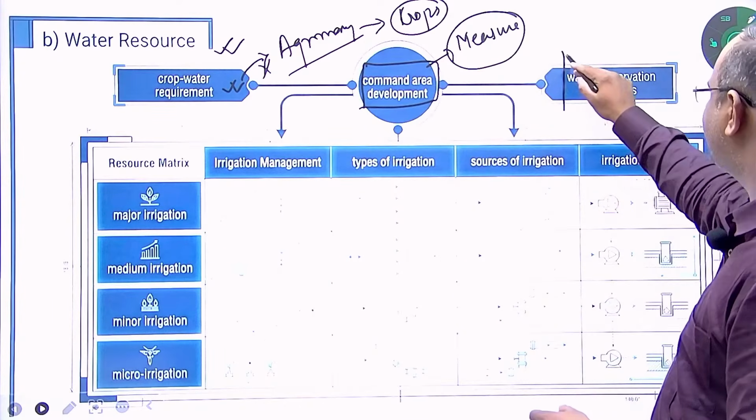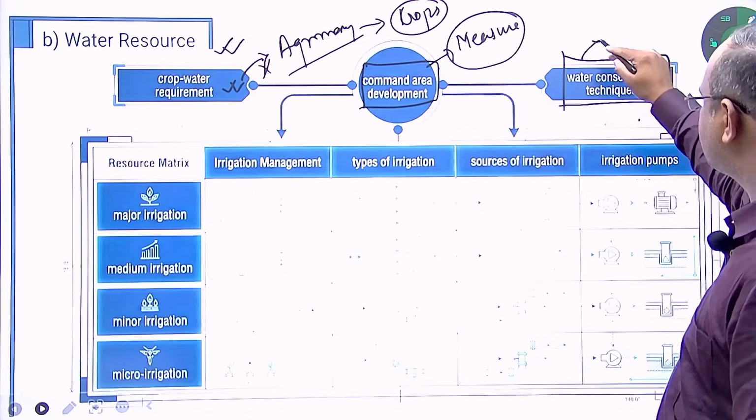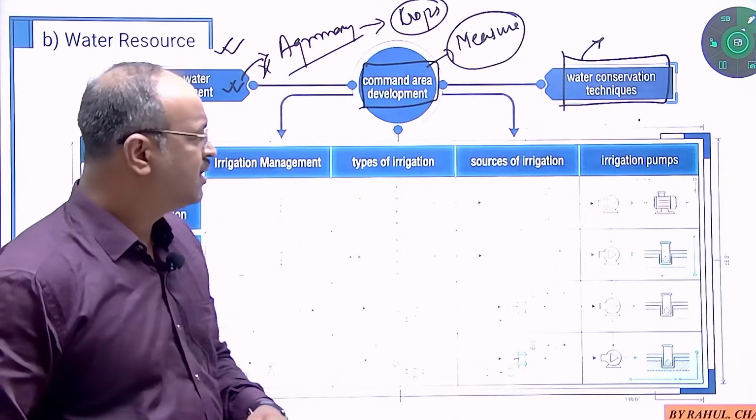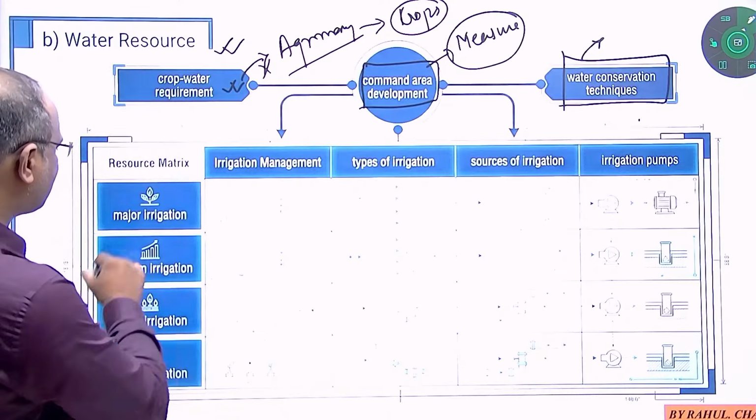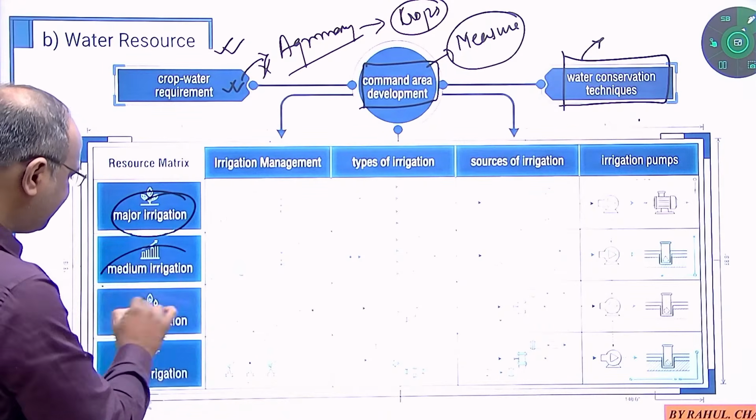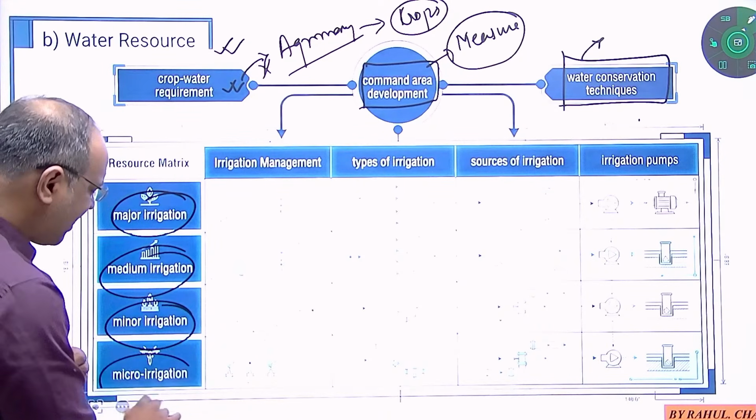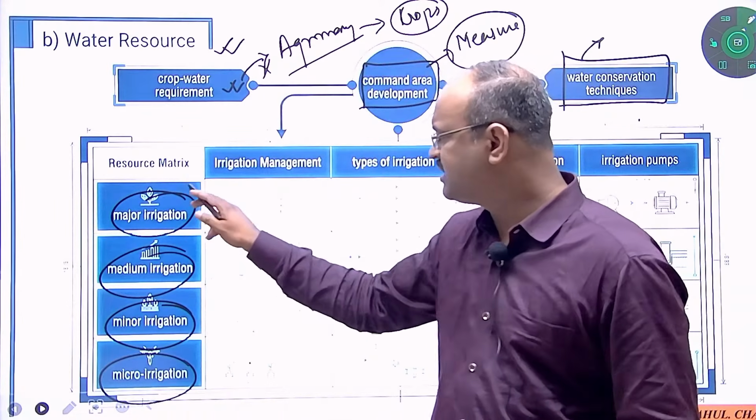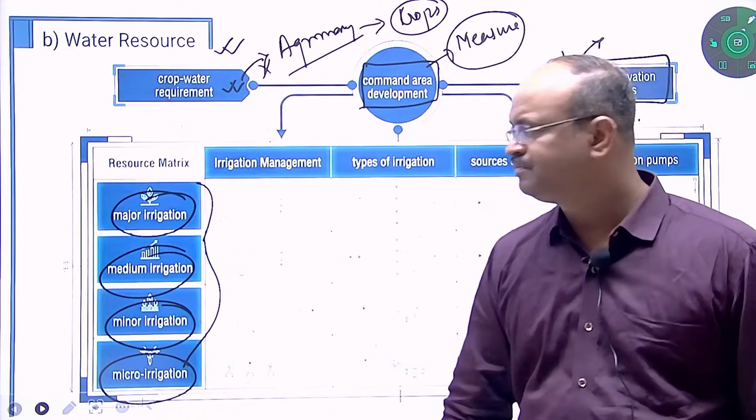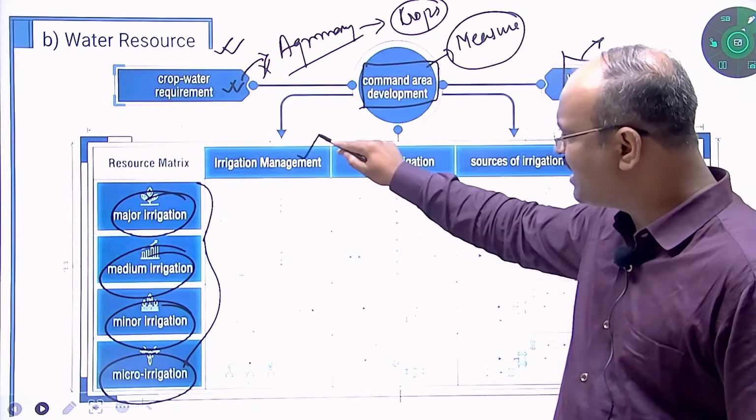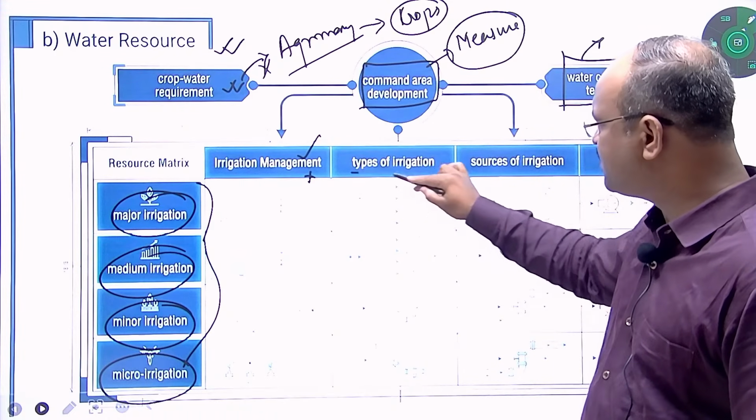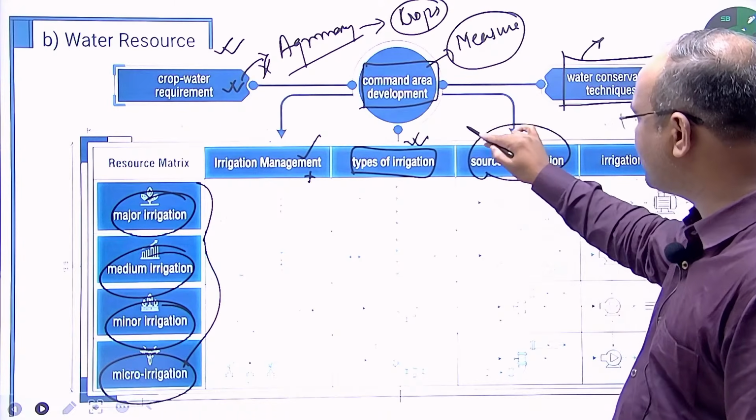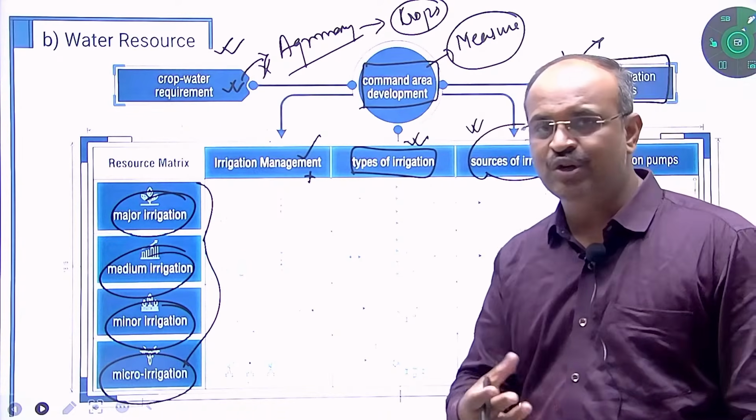Then water conservation techniques. Yes, of course, I will say this is an important topic. But when it comes to major irrigation, medium irrigation, minor irrigation and micro irrigation, you need to understand what exactly the definition of these irrigation types is. Then it is irrigation management, not important. Types of irrigation, a little bit important. Sources of irrigation, again not that important, not too difficult.